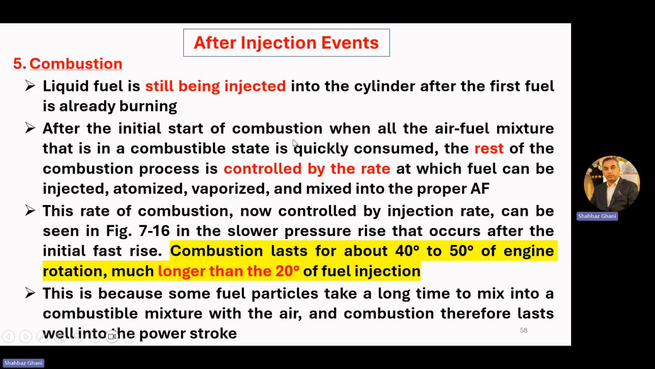After the initial start of the combustion, when all the air-fuel mixture that is in a combustible state is quickly consumed, the rest of the combustion process is controlled by the rate at which fuel can be injected, atomized, vaporized, and mixed into the proper air-fuel ratio. This rate of combustion, now controlled by the injection rate, can be seen in figure 16 in the slower pressure rise that occurs after the initial fast rise.